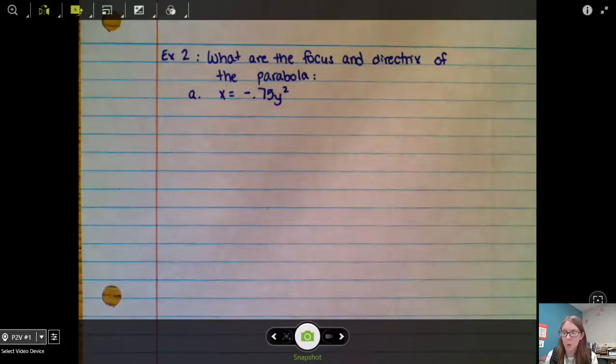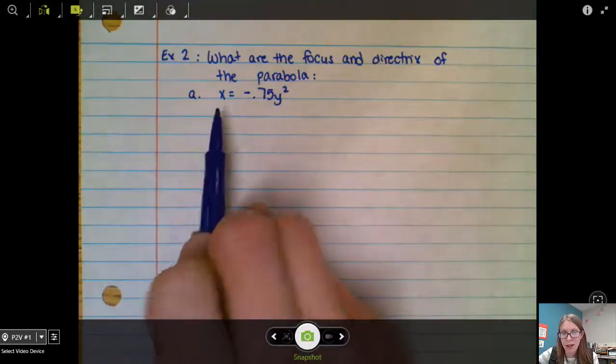Just like in example 1, I'll do 2 pieces for example 2. If what we do in A makes sense, if you got it, then you don't necessarily have to watch part B. But example 2, I am trying to find the focus and the directrix of the parabola x equals negative 0.75 y squared.